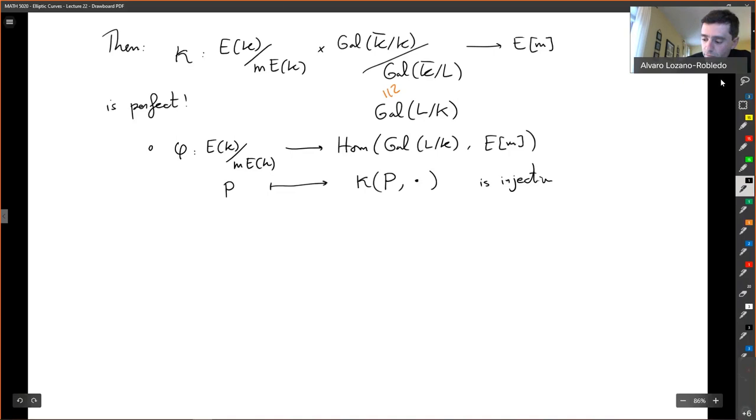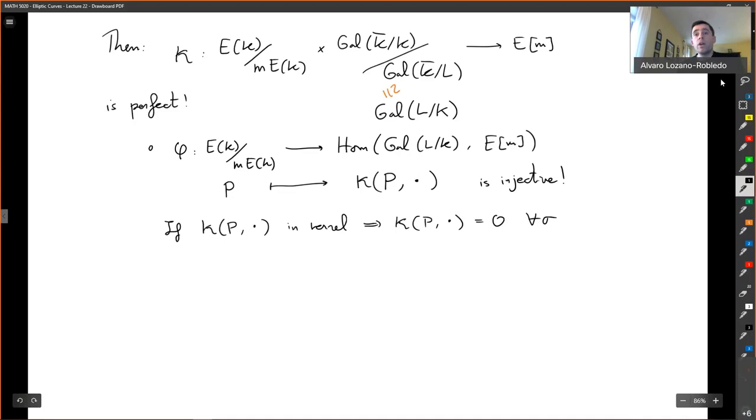Indeed, if something was in the kernel, if kappa P dot was in the kernel, what that means is that it is the trivial homomorphism. So this is O for all sigma, but we know that this is non-degenerate, so P would be in M EK, which is zero. So the non-degeneracy, or the fact that we know where the kernel on the left is, would say that P is in M EK, and therefore P is zero in the quotient.